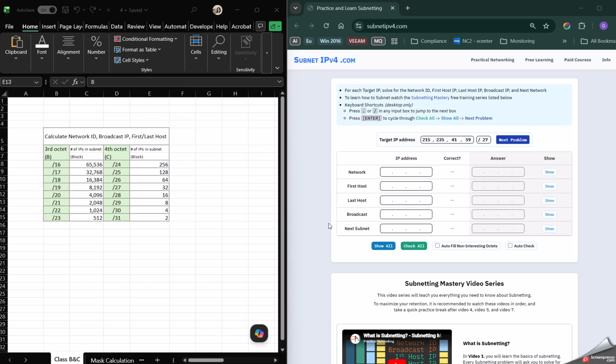Hello everyone. In this video, I will be showing you a table that I used during the CompTIA Network Plus exam to calculate the network ID, first and last host IPs, and broadcast address. I'll only be showing you my table and explain my logic behind building it. This is simply the method that I use to remember subnetting quickly during the exam.